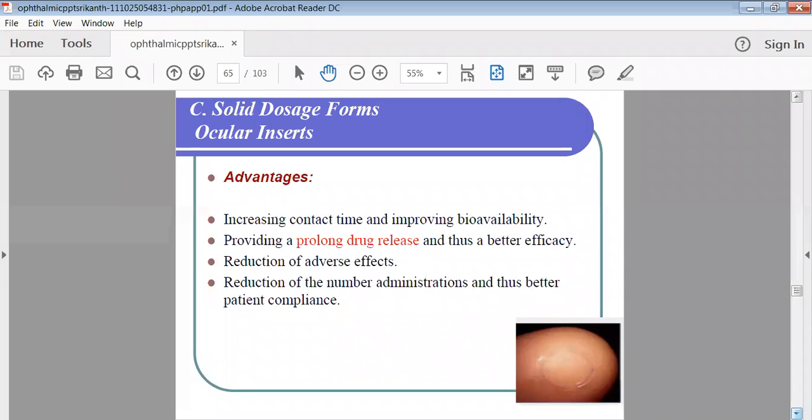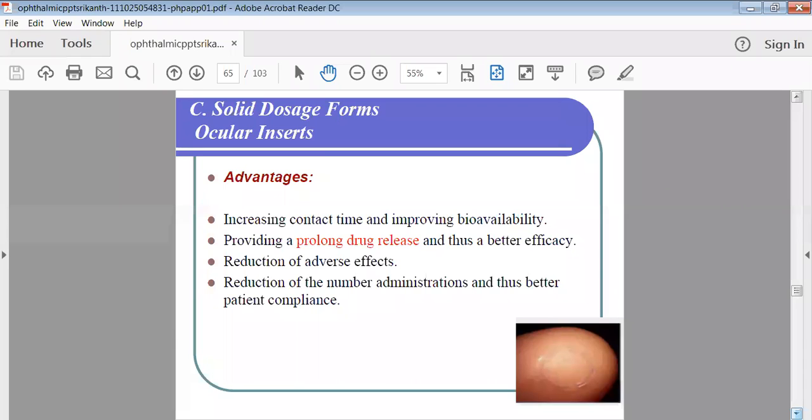Another advantage of this kind of solid dosage form is that it provides prolonged drug release inside your eye. Prolonged drug release means what? For a longer period, not only 10 days, but they can deliver the drug for months as well as years. So depending on your requirement, we can use ocular inserts which provide continuous release of the drug for a longer period. So there is no need to take the dose every time. Once we have administered this insert, it will release the drug, and the patient need not take the drug again. So this is the advantage of this kind of solid dosage form.